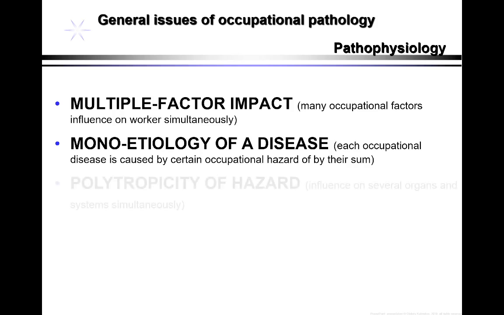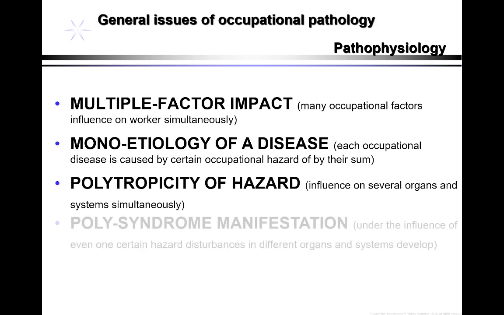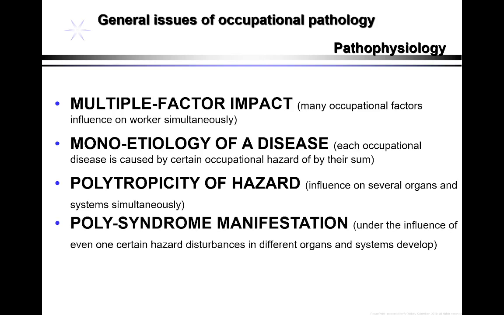The third important aspect of pathophysiology of occupational diseases is polytropicity of each hazard. And in turn, the fourth aspect is polysyndrome manifestation. As I showed previously on the illustration with the man and projection of the influence of different factors on his body, let it be lead, for example. The lead presence in the aerophagic area or swallowing of some portions of it, accumulation in the organism, distribution all over the organism, leads to affection of the nervous system and appropriate structures of its brain, spine, peripheral structures of the nervous system, etc. Then it influences the cardiovascular system with affection of heart, vessels, etc.